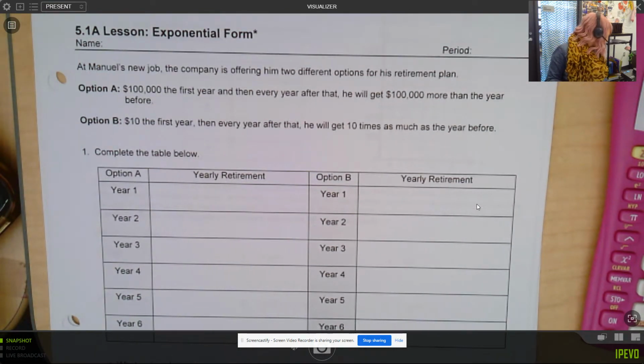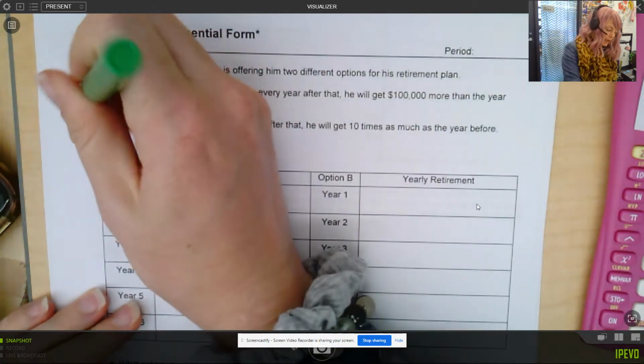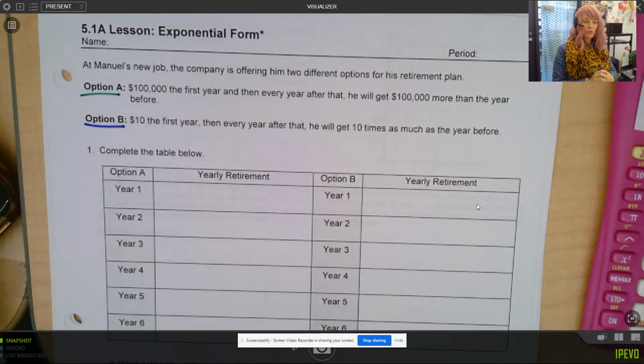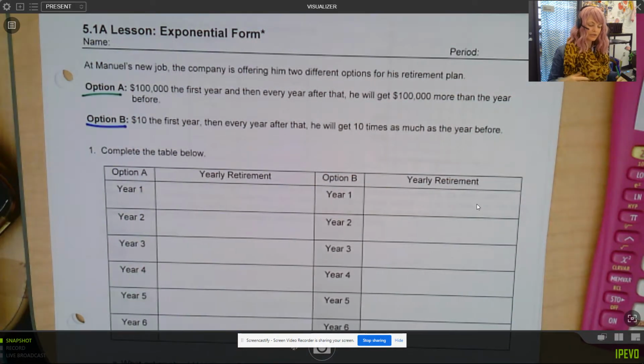So we have our friend Manuel, and he has a new job. Yay! Taking a look at his new job, they offered him 2 options for retirement, option A and option B. And we're going to be looking at our old form, linear form, versus exponential. So option A is we're getting $100,000 the first year, and every year after that, we're getting $100,000 more.